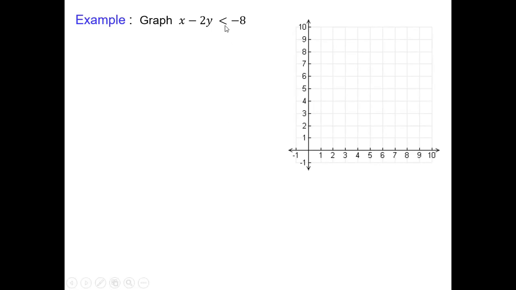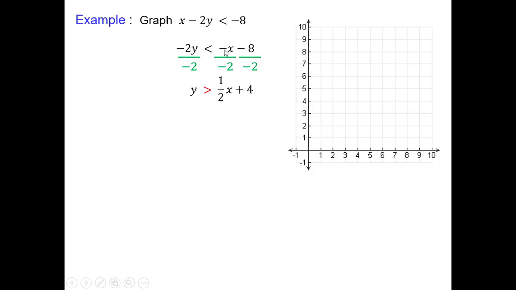Here we have a less than symbol. That already indicates that when we draw our line, it's going to be a dashed line. We also need to make sure that we're putting this inequality in slope-intercept form. So the first thing we're going to do is subtract x from both sides. So now the negative x moved onto the right, and now we divide by negative 2. And notice in dividing by negative 2, we're dividing by a negative number. So that's going to switch this less than symbol to a greater than symbol.